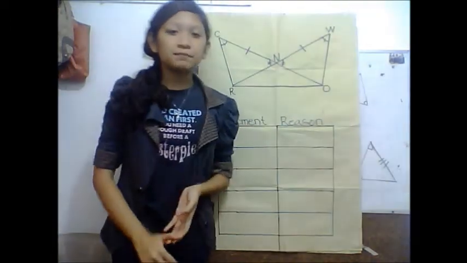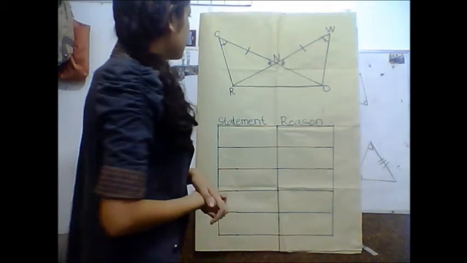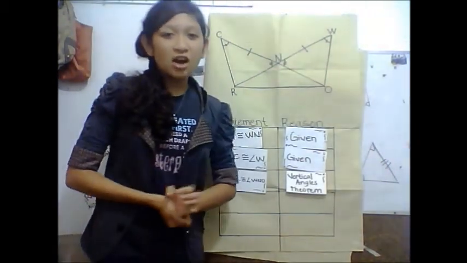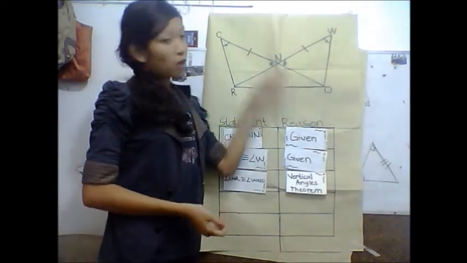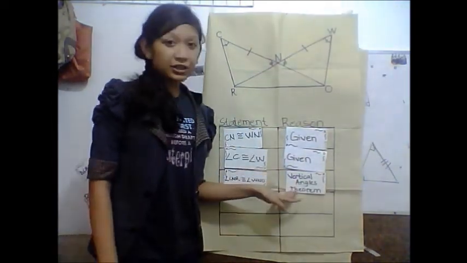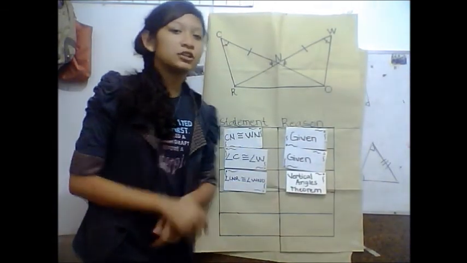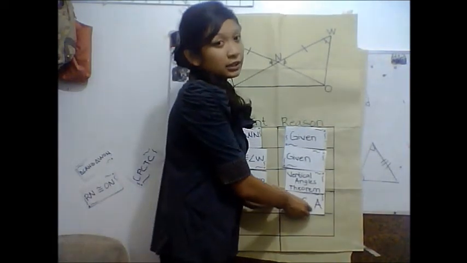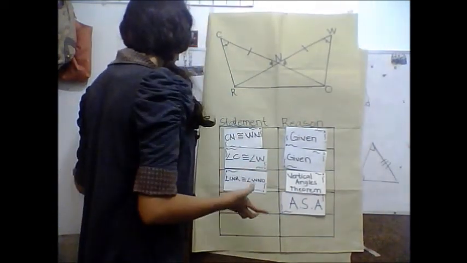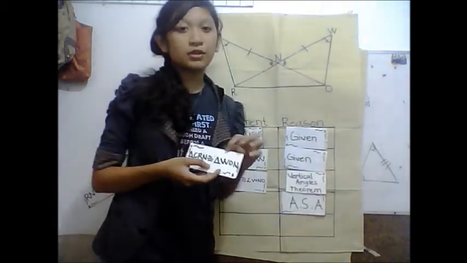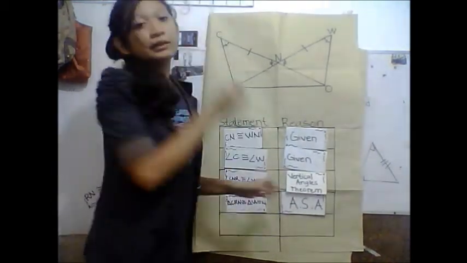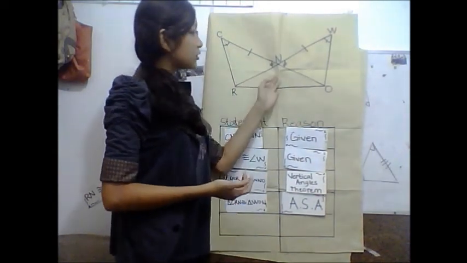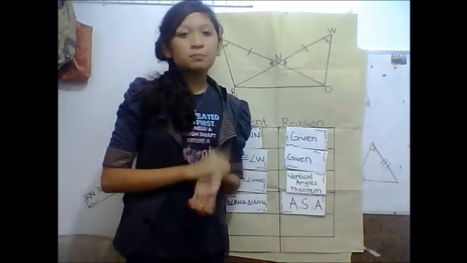I see that there are two other given pieces of information. Now we know that angle CNR is congruent to angle WNO because of the vertical angle theorem. We can complete our shortcut of ASA. So now it means that we successfully proved that CRN is congruent to WON. Now we still have to prove why line RN is congruent to line ON. To prove it, we need a reason.